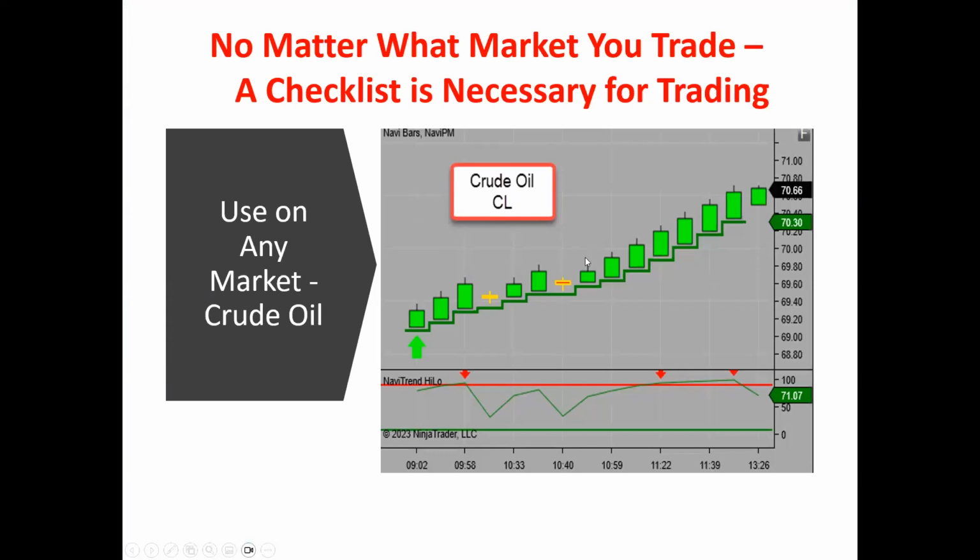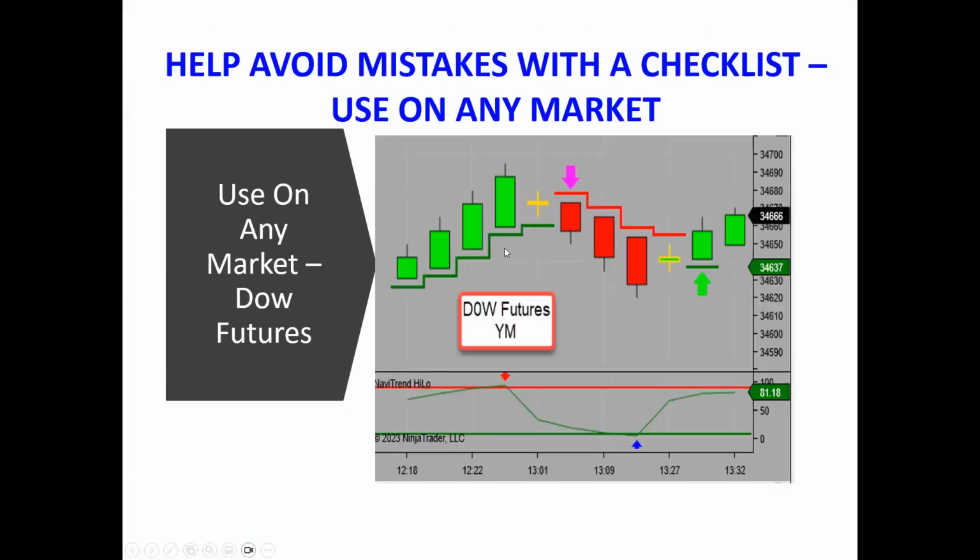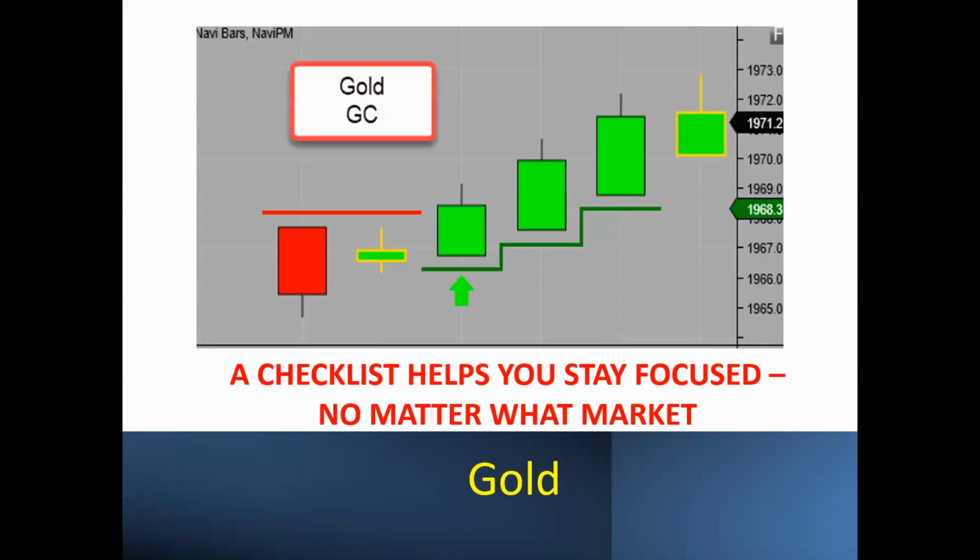All right, so again, you can use these charts on any market. Here's a chart on crude oil. Here's a chart on the Dow. Here's a chart on gold.